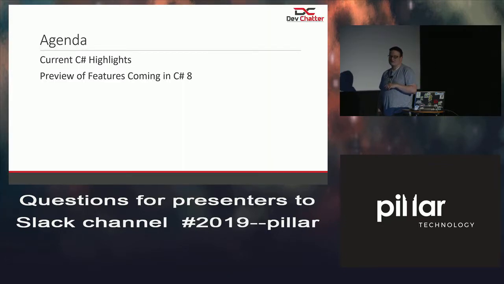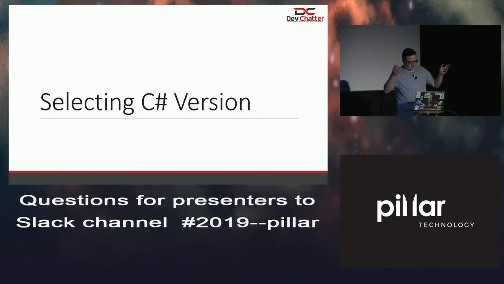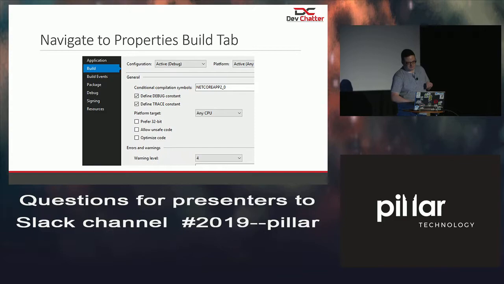Okay, so I mentioned our agenda already. We're going to talk about what's currently available in C# and what's coming. So some of you know what version of C# you're running, some of you don't. I'm going to tell you all how you can select it right out of the gate, because if you do want to try any of these features at home, you might need to change it, and I'll give you a quick explanation of that before we look at the features. So if you go into the Properties menu of your project, you're going to see a Build tab.